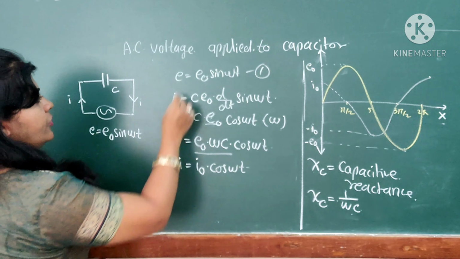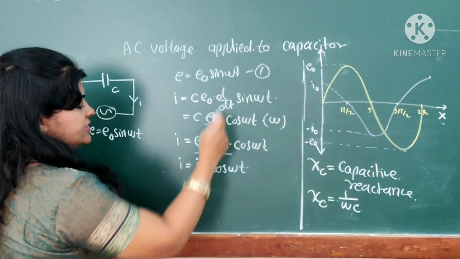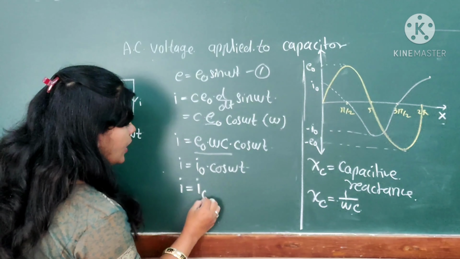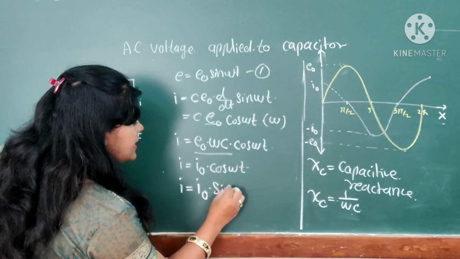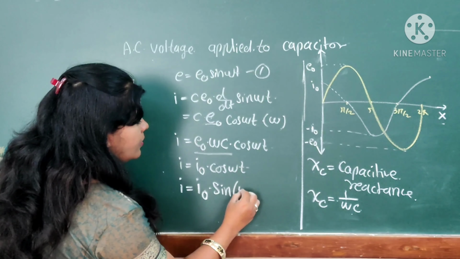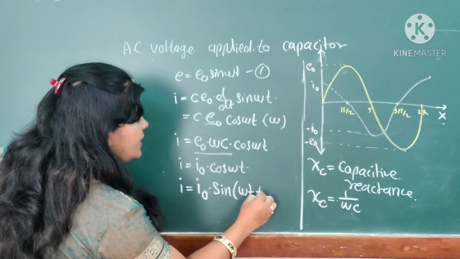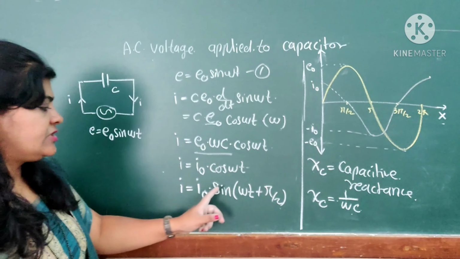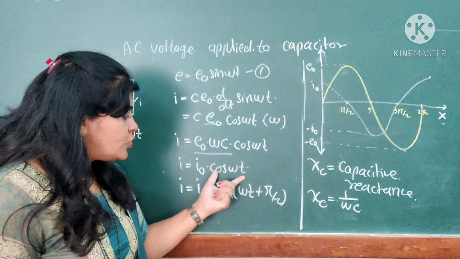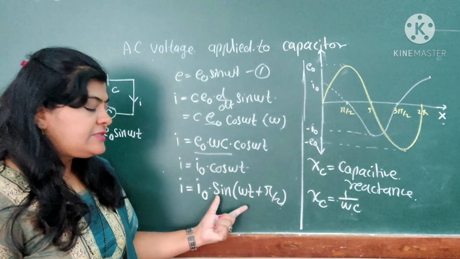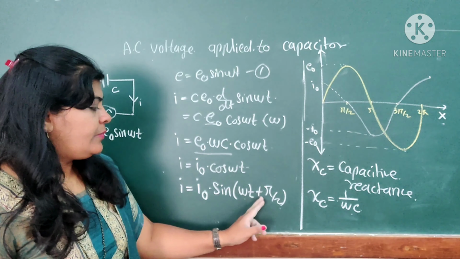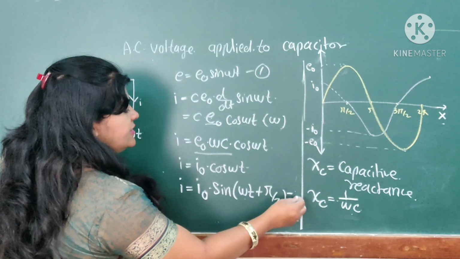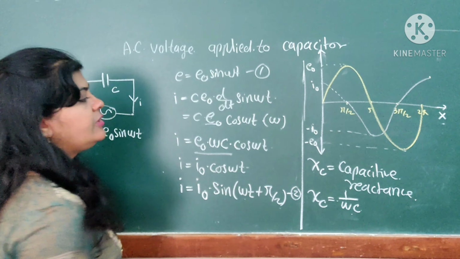After that, if you concentrate on this, the voltage is a sine function, so I want the current as a sine function also. Then I will use I is equal to I naught into sine (omega t plus pi by 2). This cos omega t is converted into a sine function by omega t plus pi by 2. These are the two equations, the instantaneous current and the EMF.